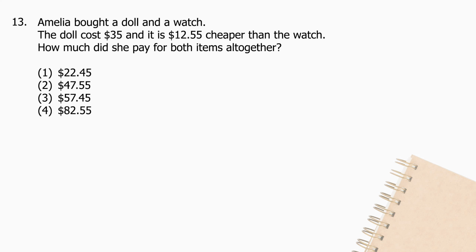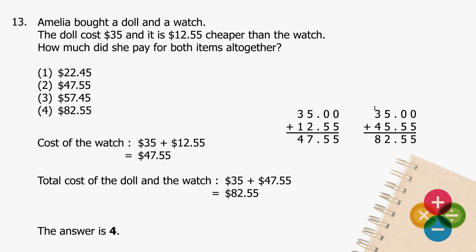Question 13. Amelia bought a doll and a watch. The doll cost $35, and it is $12.55 cheaper than the watch. How much did she pay for both items altogether? The cost of the watch will be add $35 to $12.55, and the sum is $47.55. The total cost of the doll and the watch will be add $35 to $47.55, and the sum is $82.55. The answer is 4.